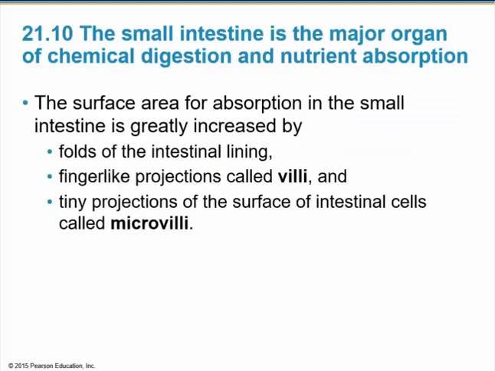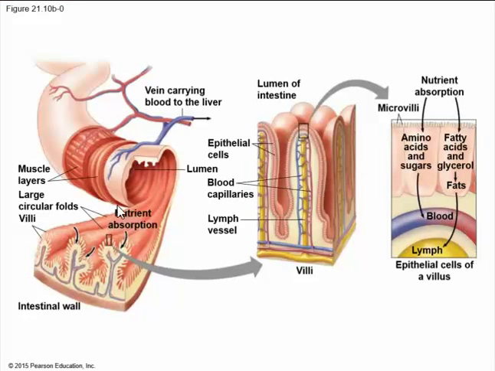Now, the small intestine has more surface area than you realize due to folds of the intestinal lining, and then finger-like projections called villi, and then on the surface of the epithelial cells are even microscopic projections called microvilli. So the small intestine has a lining that, to you, would feel like velvet, because all these folds are very small. So the finger-like projections are the villi, and they're lined with epithelium, and on the surface of the epithelial cells are the microvilli.